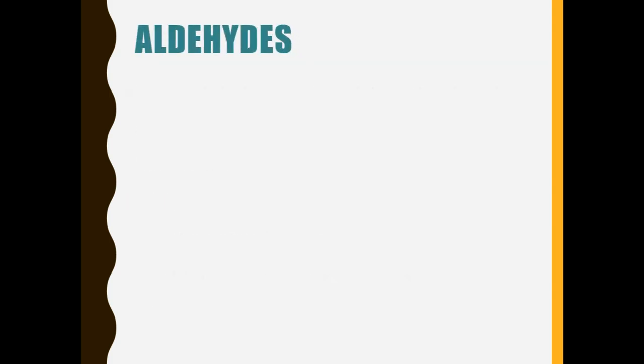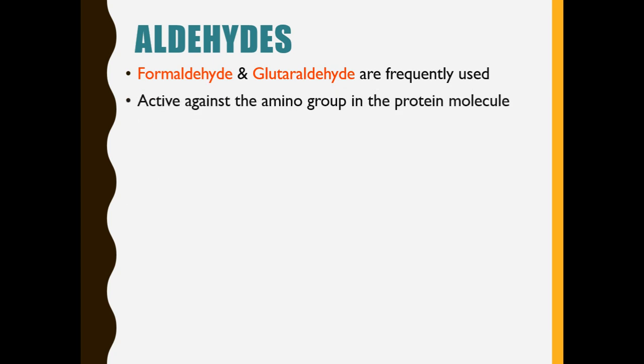Now we will come to the second most important agent, that is the aldehydes. As far as aldehydes are concerned, the two most commonly used are formaldehyde and glutaraldehyde, which are frequently used as disinfectants. And these mainly act against the amino group in the protein molecule of the cell. We have already seen that the earlier one, alcohol, was able to coagulate the proteins of the cell. Now here the aldehyde is active against the amino group in the protein molecule, and this is the mechanism by which it acts.